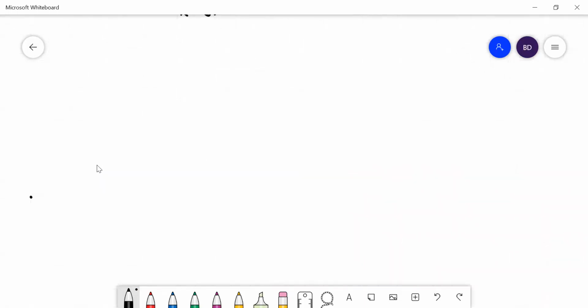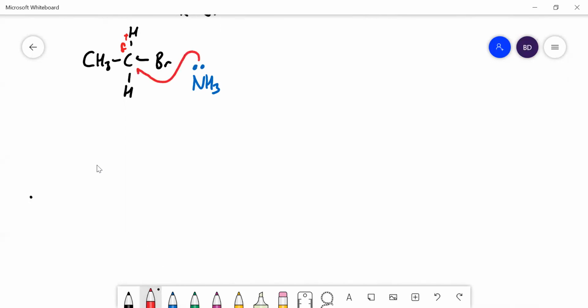Right, let's start off with bromoethane. I'll write that like this. Right, and it reacts with ammonia, which I'll do in a different color. Okay, we've got delta positive on the carbon there. The lone pair on the ammonia is going to move onto the carbon. The bromine is going to drop off. So you end up with this.